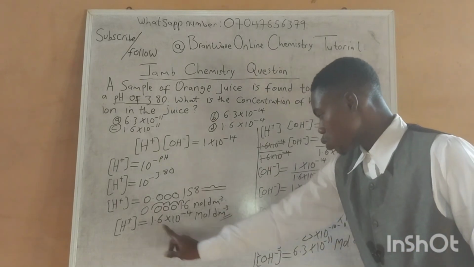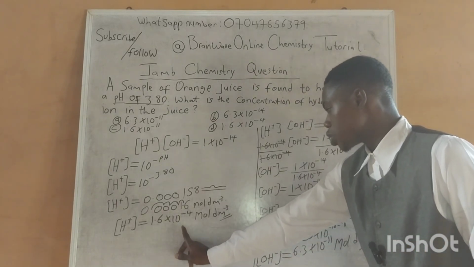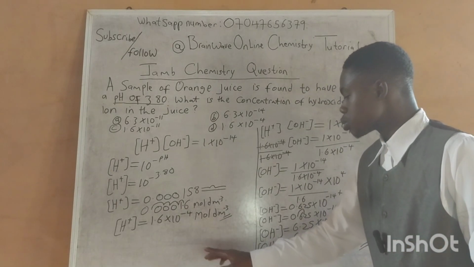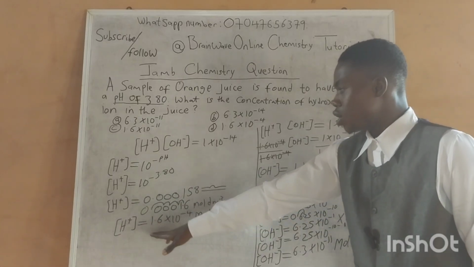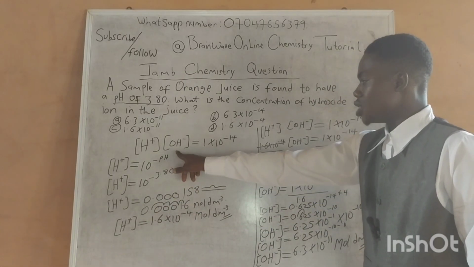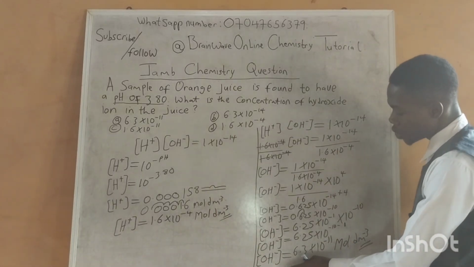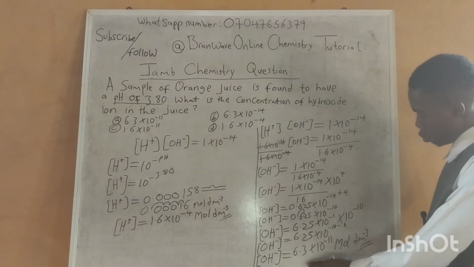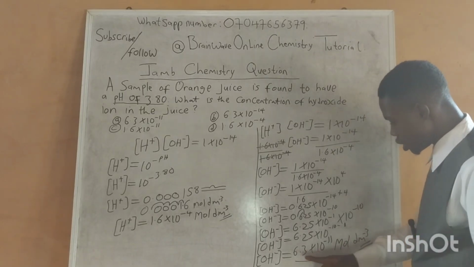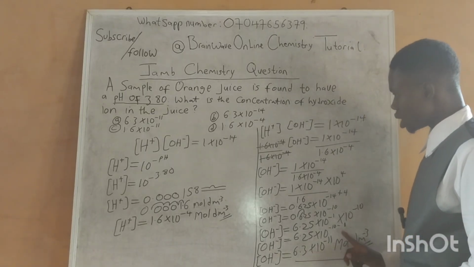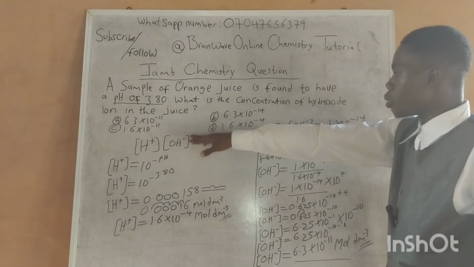And the hydrogen ion here was 1.6 times 10 to minus 4 mole per dm cube. But we are not concerned about the hydrogen ion. We only found the hydrogen ion so that we will be able to find the hydroxide ion. Our major focus was finding the hydroxide ion. The answer we got, 6.3 times 10 to minus 11. And of course, we are giving you options here.